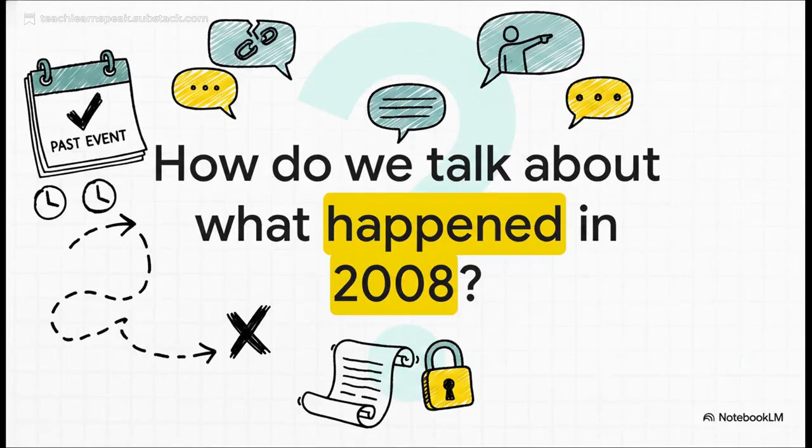So I want you to think about this question for a second. How do we actually talk about what happened in 2008? Or, for that matter, what happened literally just this morning? Sharing our history and recounting events is pretty essential to being human. But to do it clearly, we need a very specific structural mechanism. Think of this as the core problem we're going to solve together today. How do we reliably let our listeners know that an action is totally over and done with?